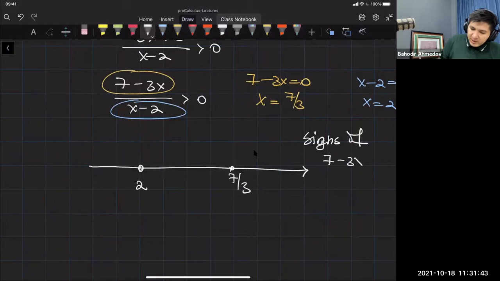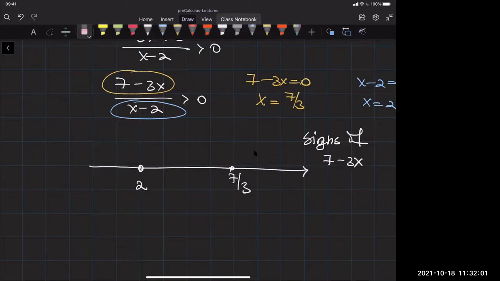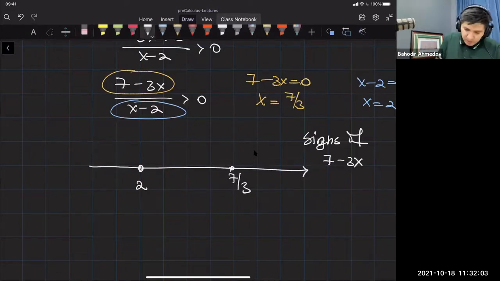Of 7 minus 3x. If I get any value smaller than 2 and substitute it into 7 minus 3x, is it going to be positive or negative? For example, 0. If you substitute 0, is it positive? Yes, positive. So I'm going to put the positive. Between 2 and 2.33, for example 2.1, 7 minus 3 times 2.1 is still a positive value. Then it becomes negative.